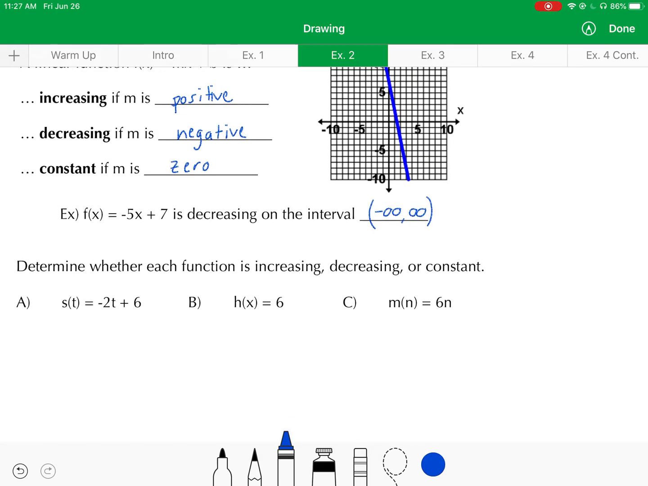S of t equals negative 2t plus 6. That's decreasing. It's got a negative slope. H of x equals 6. That would be a horizontal line when graphed, so it would be constant, where the slope is 0. And then m of n equals 6n. That's got a positive slope to it, so we are increasing. So I don't even really need the graph of each of these in order to determine whether it's increasing, decreasing, or constant. I can focus solely on slope.